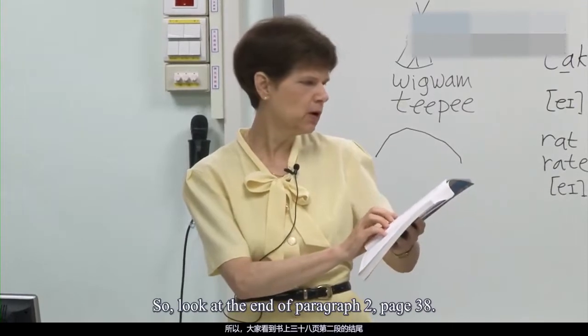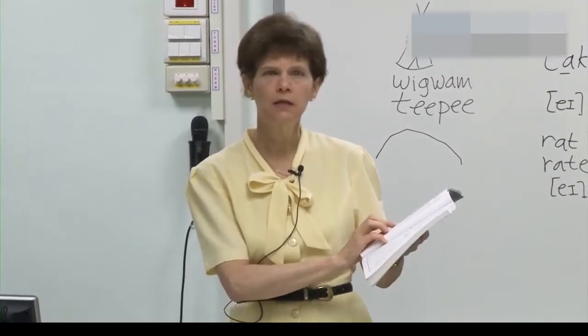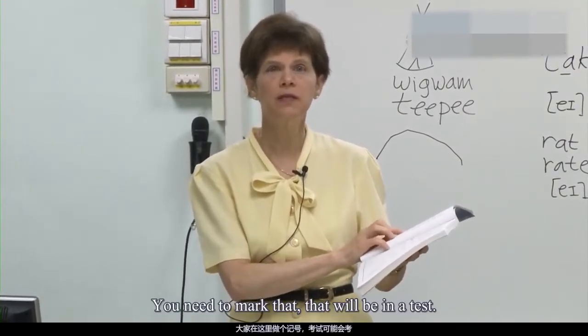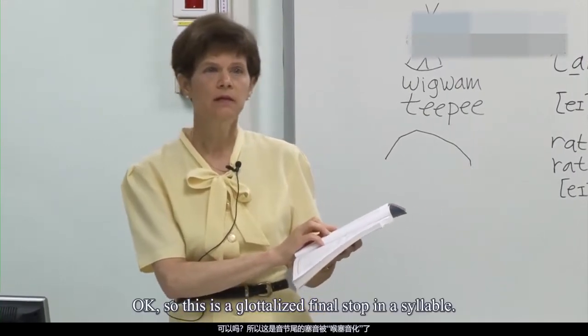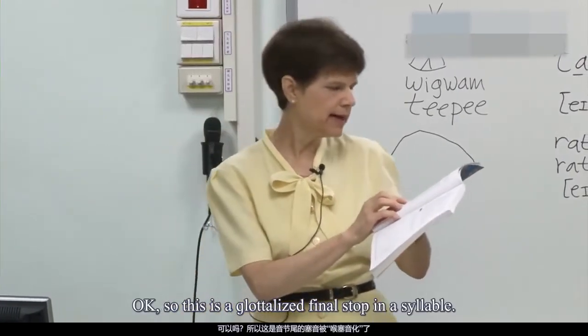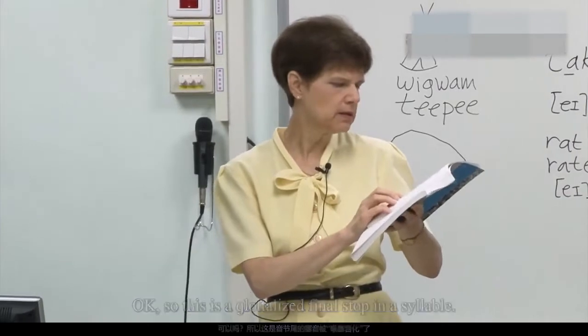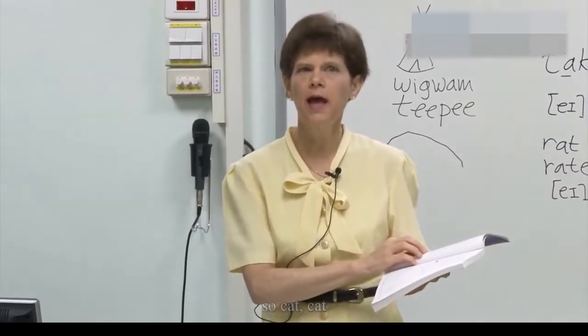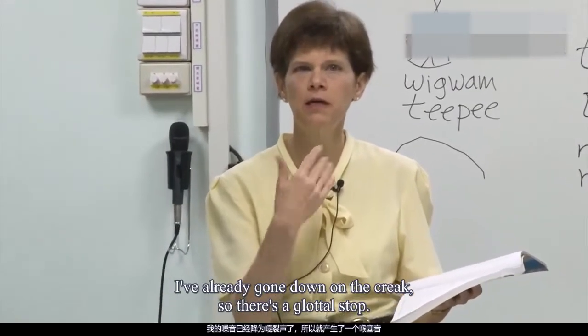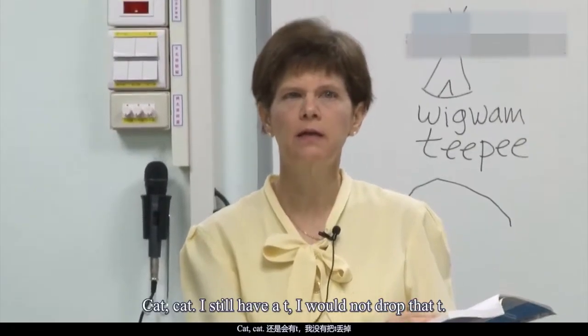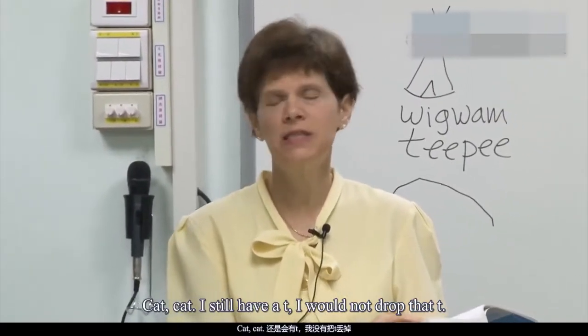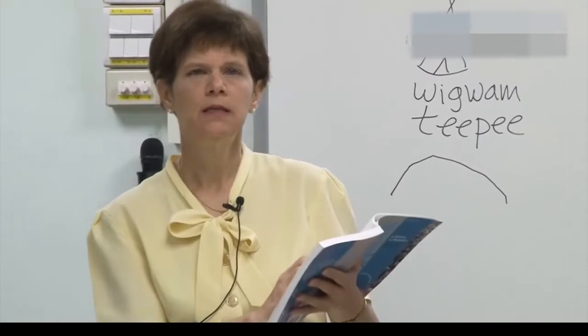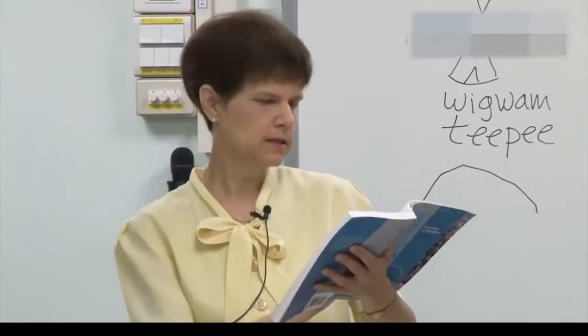So look at the end of paragraph 2, page 38. You need to mark that. That will be on a test. Okay? So this is a glottalized final stop in a syllable. So cat, I've already gone down to the creak, so there's a glottal stop. Cat. I still have a T. I would not drop that T, but it may be glottalized.